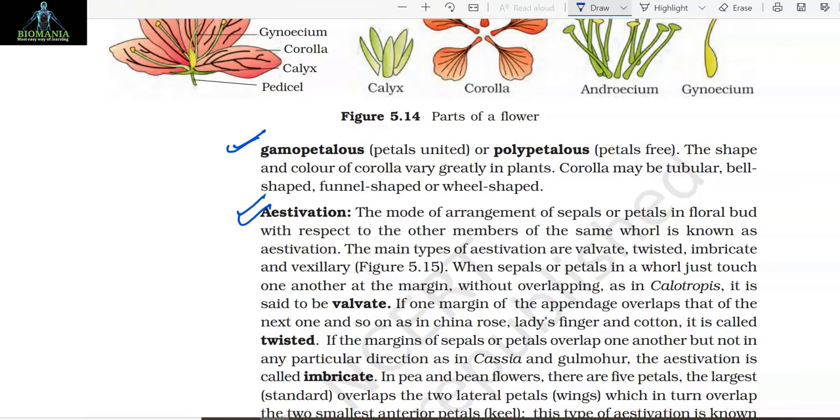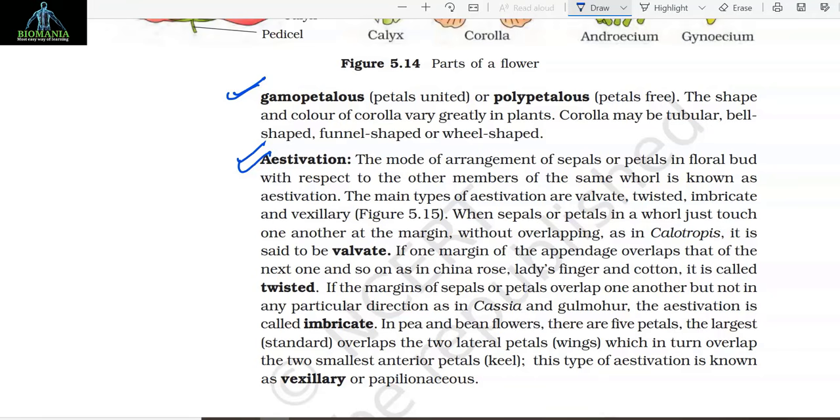Aestivation. The mode of arrangement of sepals or petals in floral bud with respect to other members of the same whorl is known as aestivation. The main types of aestivation are valvate, twisted, imbricate and vexillary. When sepals or petals in a whorl just touch one another at the margin without overlapping, as in calotropis, it is said to be valvate. If one margin of the appendage overlaps that of the next one and so on, as in china rose, lady's finger and cotton, it is called twisted. If the margins of sepals or petals overlap one another but not in any particular direction as in cassia and gulmohar, the aestivation is called imbricate.